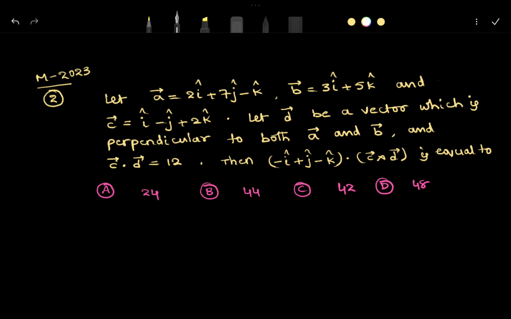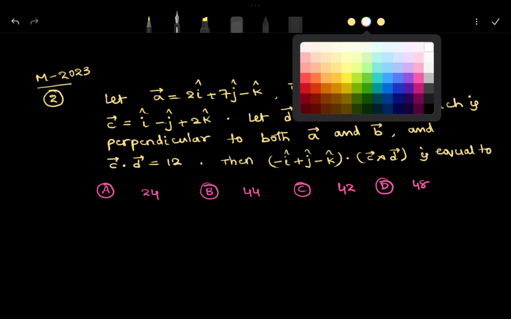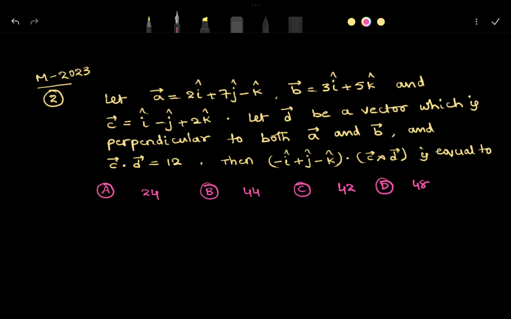Let d bar be a vector which is perpendicular to both a bar and b bar. Here you have to identify a very important point. d bar is a vector perpendicular to both a bar and b bar, so you can write that the vector perpendicular to a bar and b bar is a bar cross b bar, right?